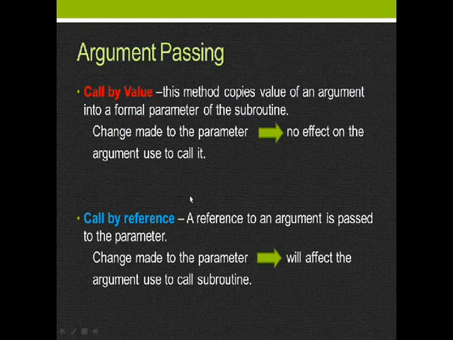Now let us discuss argument passing. Argument passing is mainly of two types. One is call by value, another one is call by reference. In procedure oriented programming like C, there are two types of argument passing, call by value and call by reference. Call by value copies the value of an argument into a formal parameter of the subroutine. Changes made to the parameter have no effect on the argument used to call it. We will see it in the example.